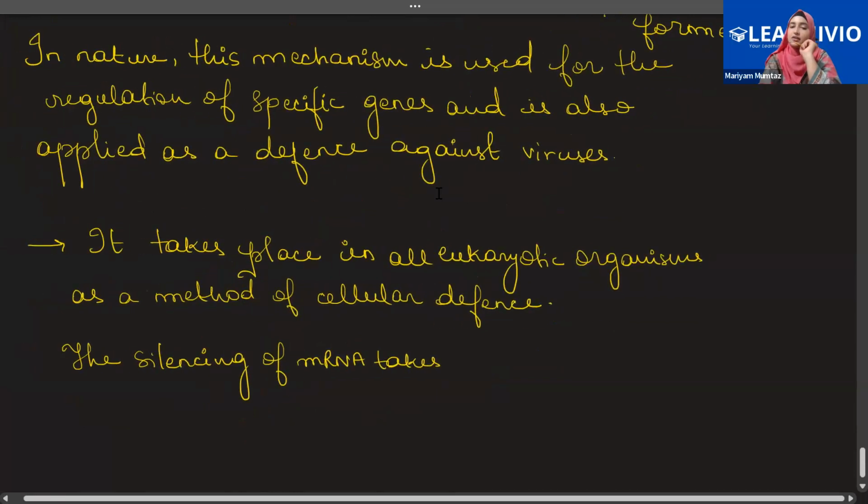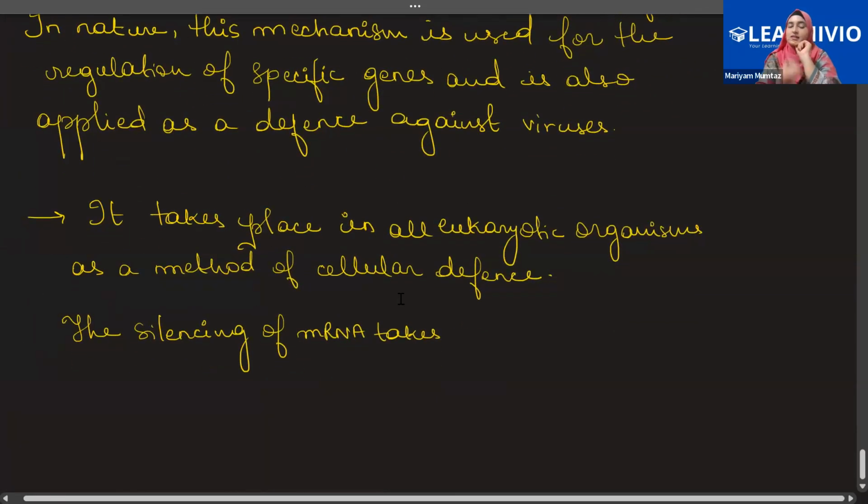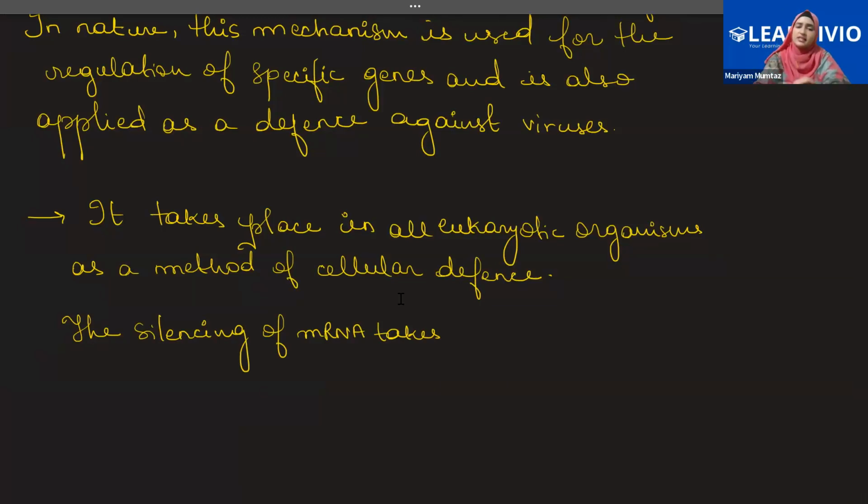Now, it takes place in all the eukaryotic organisms as a method of cellular defense. So, whenever the cell wants to defend itself against an external pathogen, the cell performs this particular defense mechanism. Now, in this particular case, we talk about the silencing of mRNA. Now, you people know, tell me one thing, is mRNA double-stranded or single-stranded?